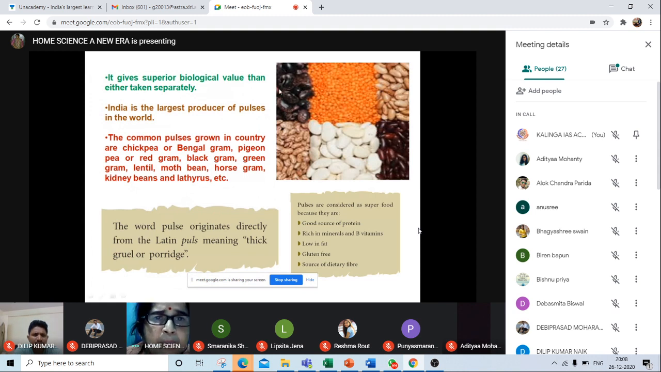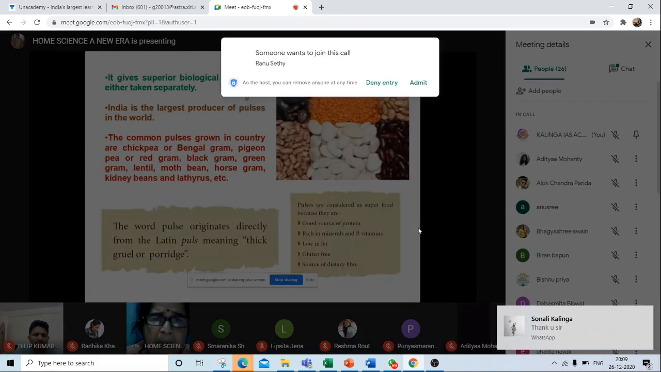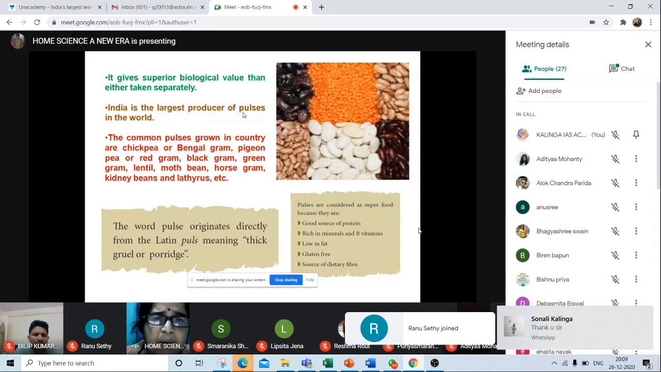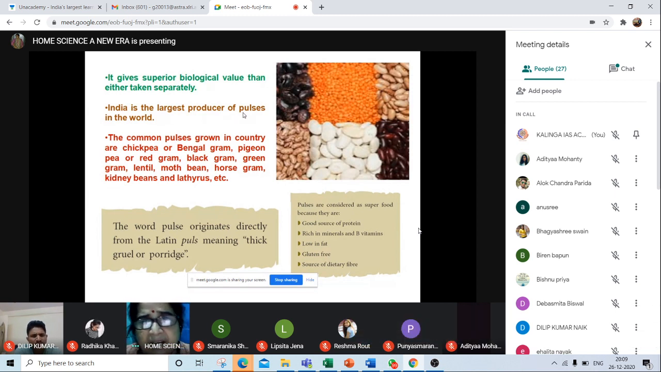Then it gives a superior biological value than if taken separately. India is the largest producer of pulses in the world. The common pulses grown in the country are chickpea or Bengal gram, pigeon pea or red gram, black gram, green gram, lentil, moth bean, horse gram, kidney beans, and lathyrus, etc. Lathyrus is your kesari dal.